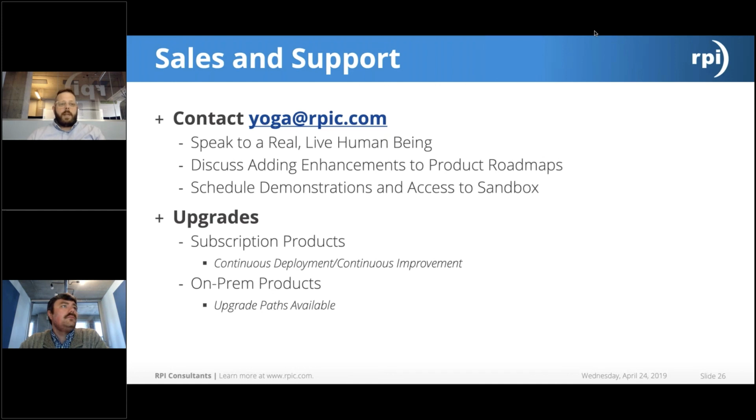And as far as upgrades, how do upgrades work within our support model? All of our subscription products leverage the continuous deployment or continuous improvement model, so there generally aren't big upgrades. We follow the best practices within DevOps to make sure that rollouts are tested and solid before moving to the production instance. And then for on-prem products, generally upgrade paths are available. Some legacy products, if there's anybody on this who's using older versions, don't necessarily have an upgrade path because they've been rebuilt, but that's a very specific scenario.